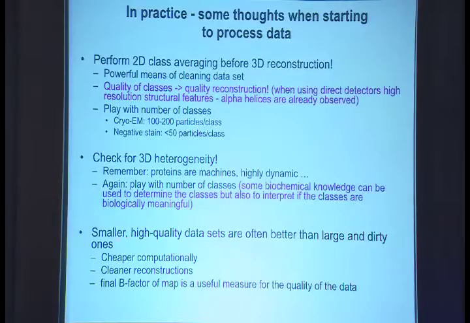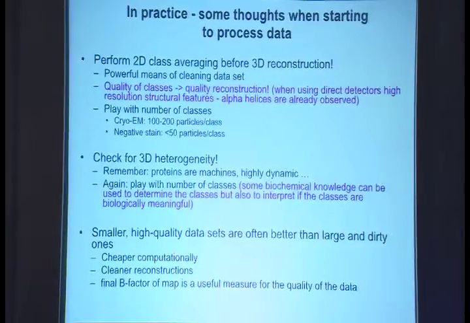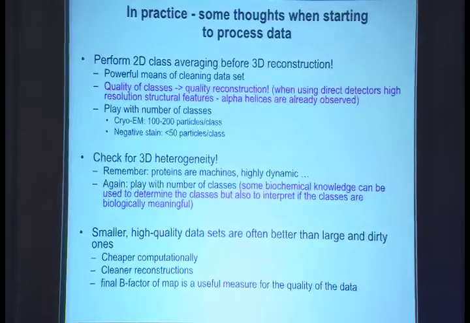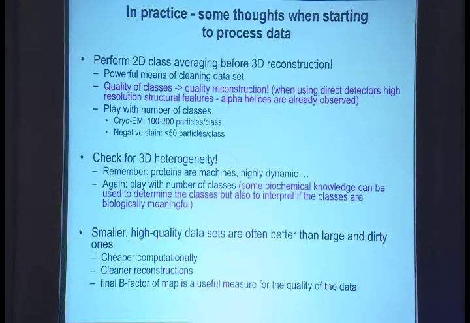The final thing is that a smaller, high-quality data set is better than a large and dirty one. This is simply because time on the microscope is very expensive, and computationally they are very expensive. With a smaller, high-quality data set, you get a cleaner reconstruction. Again, the final B factor of the map is a useful measure of the quality of the data. So look at this value, and then try to see what goes wrong, either in 3D classification or already in 2D classification.